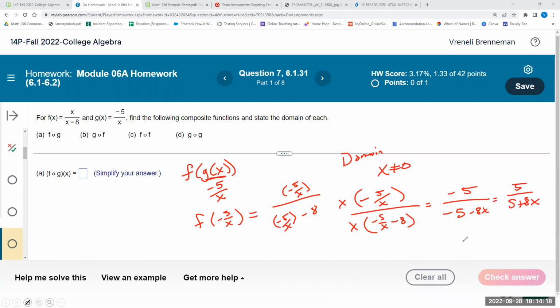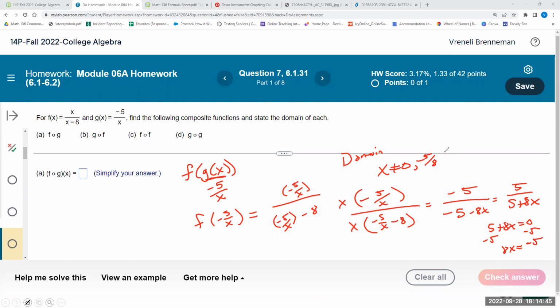And now I could plug in 0, but that still has to be excluded from the domain because we're plugging into g first. But what I can't plug in now also is anything that would make the 5 plus 8x equal 0, which would be -5/8. So x also can't equal -5/8.